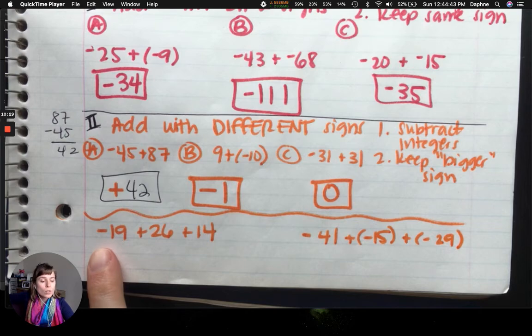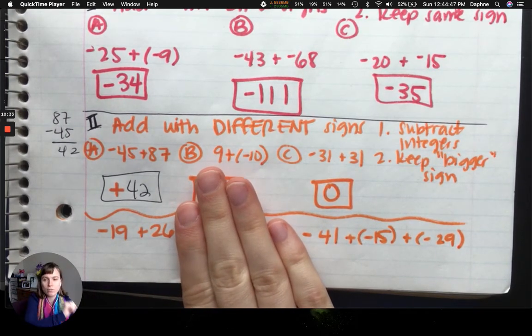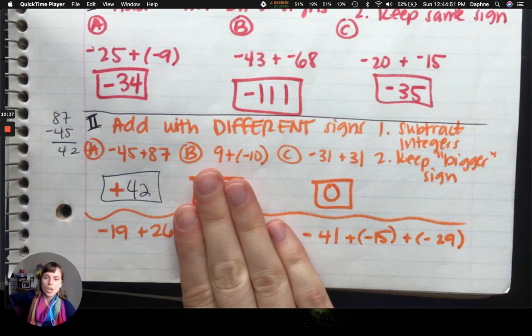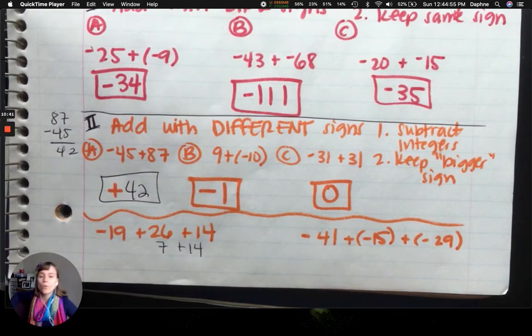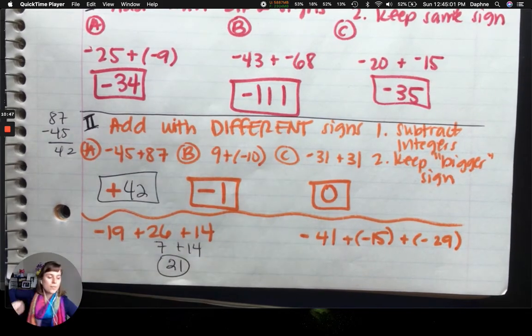So first off, what's negative 19 plus 26? Use all your information from before. Pause the video. What's negative 19 plus 26? You should end up with 7. Now you have 7 plus 14. What is 7 plus 14? 21. Awesome.